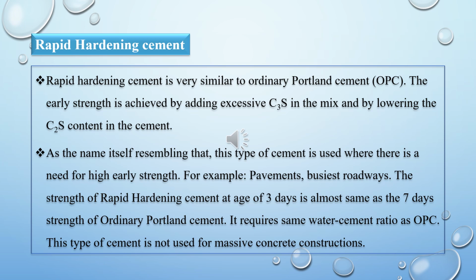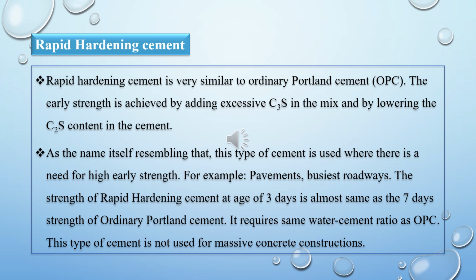Now the next one is rapid hardening cement. Rapid hardening cement is similar to ordinary Portland cement, which is pronounced as OPC. The early strength is achieved by excessive adding of C3S. C3S means tricalcium silicate, and by lowering the C2S, which is dicalcium silicate, it hydrates rapidly.